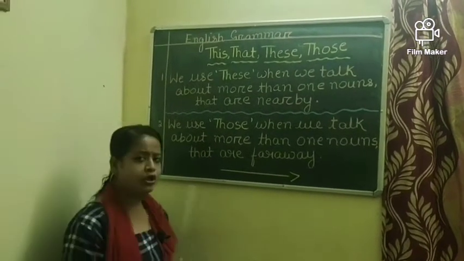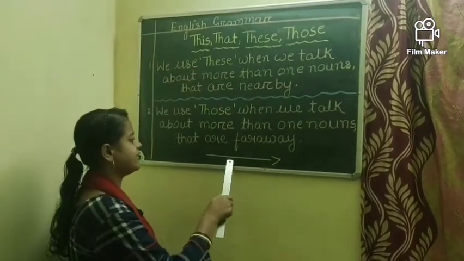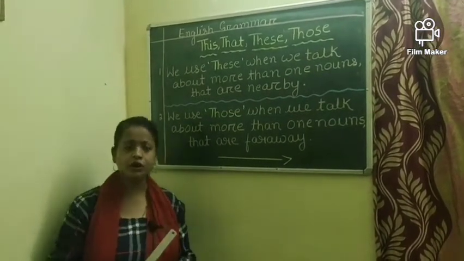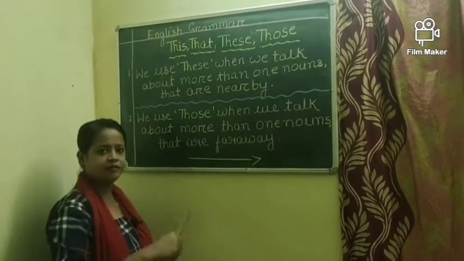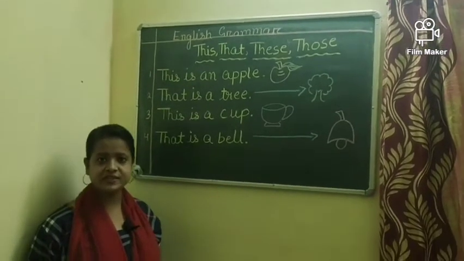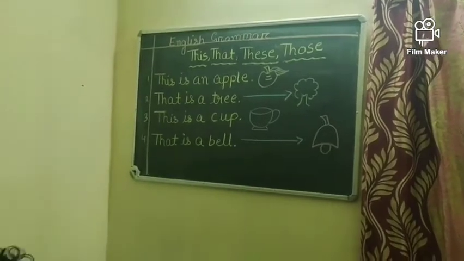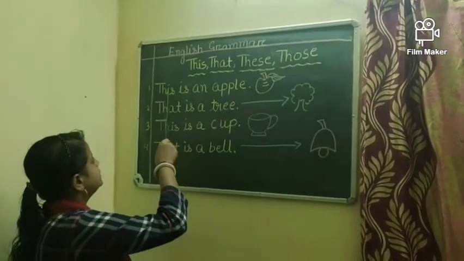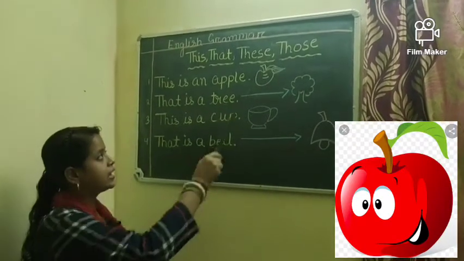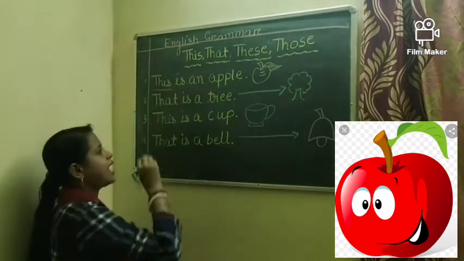And how will you come to know about the far away things? In the copy or the book it is indicated by this arrow mark. By this you will come to know which thing is near to you and which thing is far away from you. Children, now we will see where to use this, that, these and those. See, here I have written, this is an apple. See this apple? The object is 1 and the apple is near to us. So that is why I will use here, this is an apple.